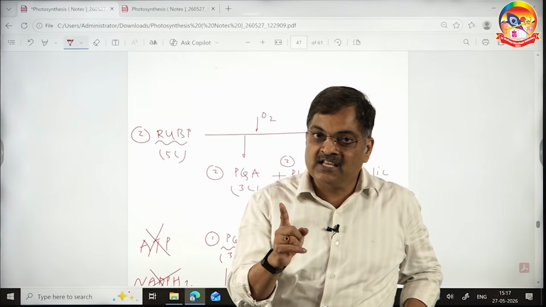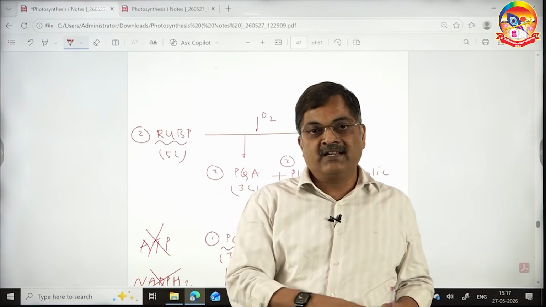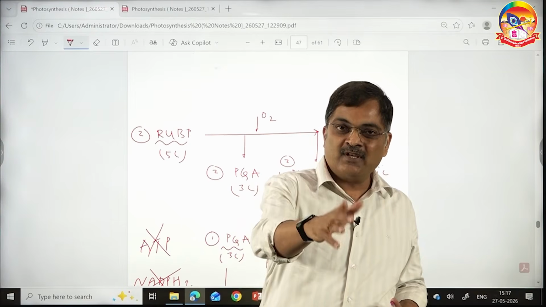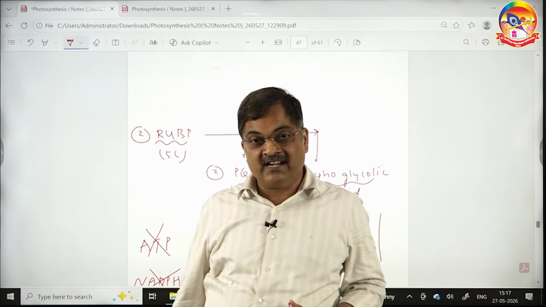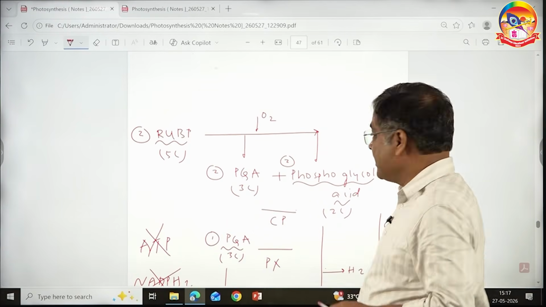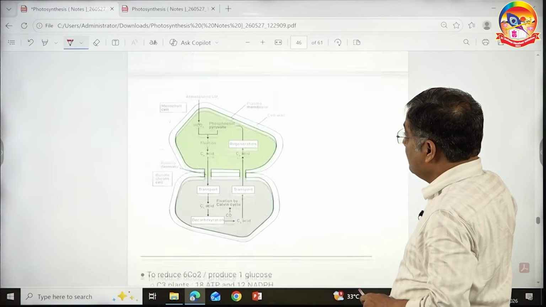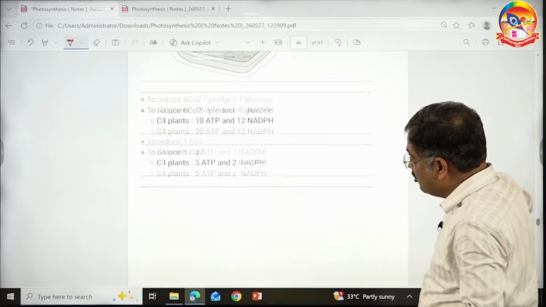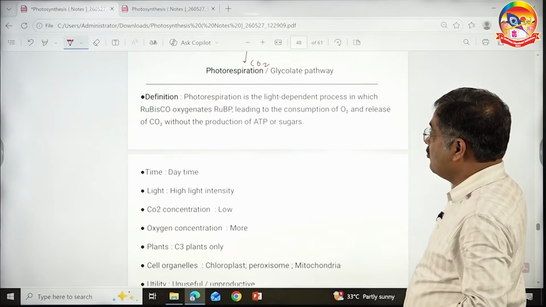Now let us see, after all the Calvin cycle enzymes go to bundle sheath cells in sugarcane, maize and sorghum, how is the glucose produced and how is photorespiration prevented there? This is the last topic for us to discuss. Concentrate on what I am saying here. All right, this is the photo. Before we go to the C4 pathway, children, let us go through the photorespiration I have written.